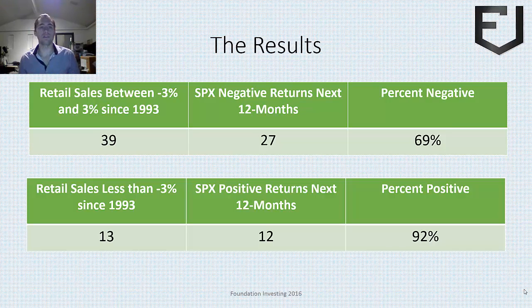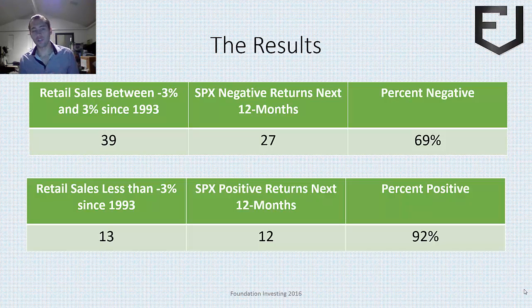That's pretty compelling. It means that when retail sales is weak and in that negative 3% to 3% band, watch out for a bear market, watch out for a recession. It doesn't mean it's guaranteed, but definitely watch what the price action is doing and whether we can enter into a bear market.